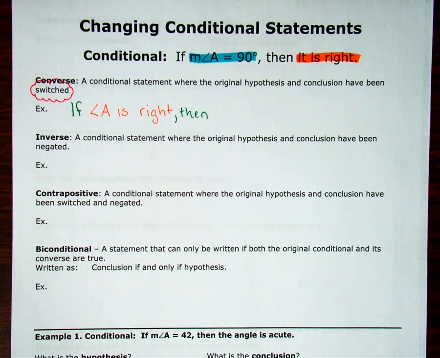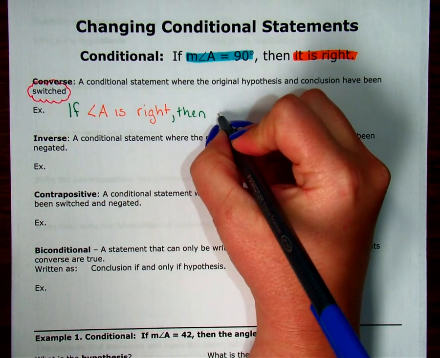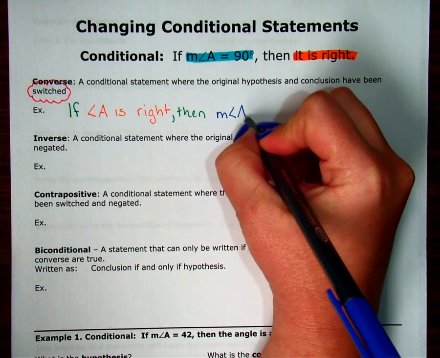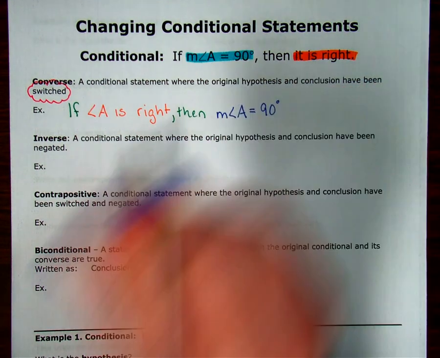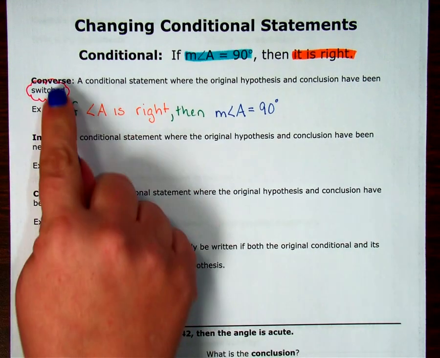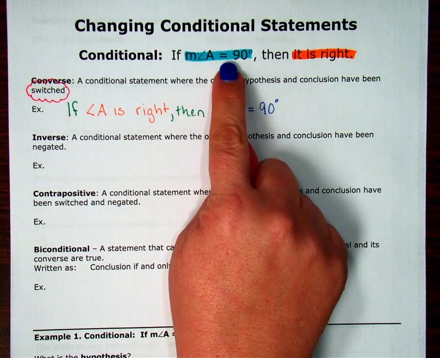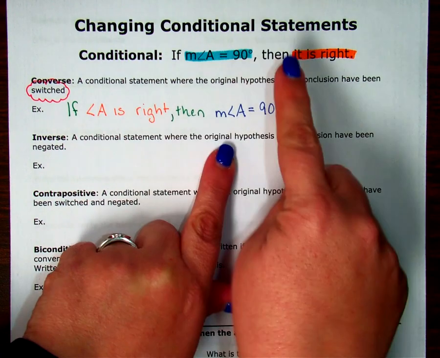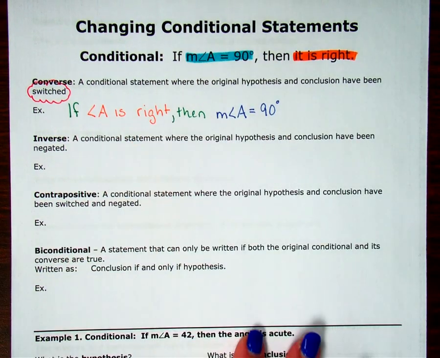Now I'm going to change my hypothesis so that it is the conclusion. So if angle A is right, then I'm still going to use measure of angle A because I need to use measure, and it's the easiest way to abbreviate. The measure of angle A equals 90 degrees. So this is the converse because my hypothesis and my conclusion have been switched. My blue part moved to the back and my orange part moved to the front.